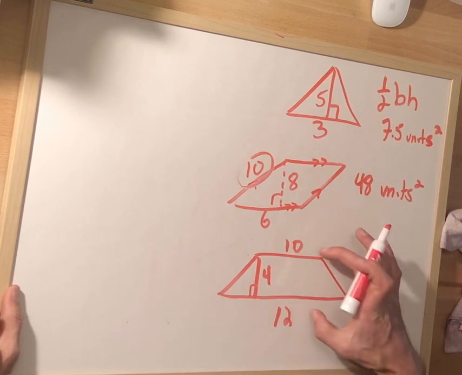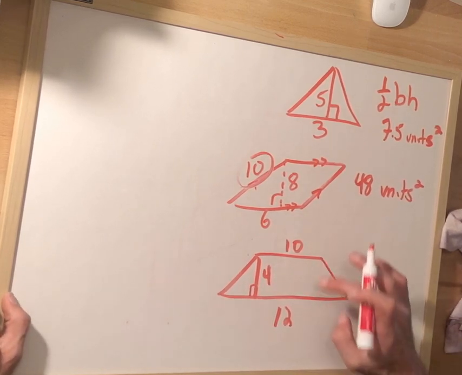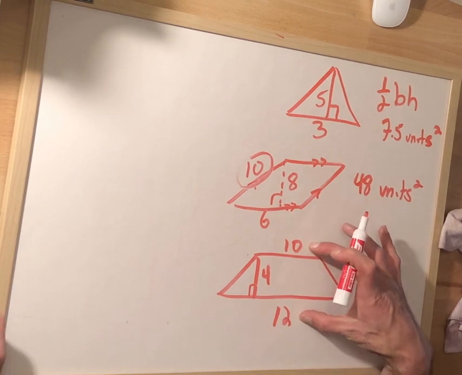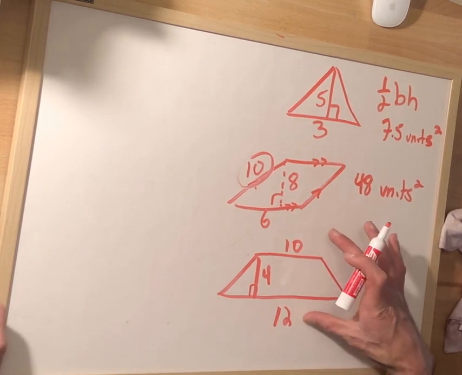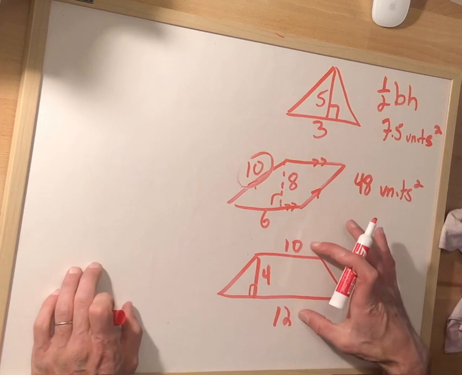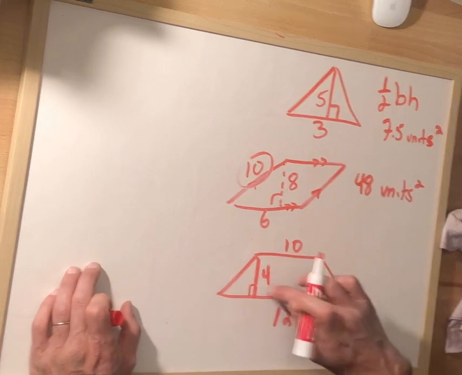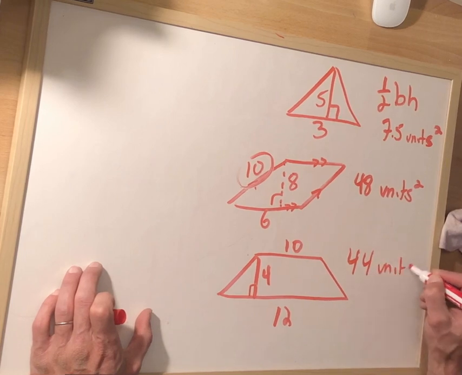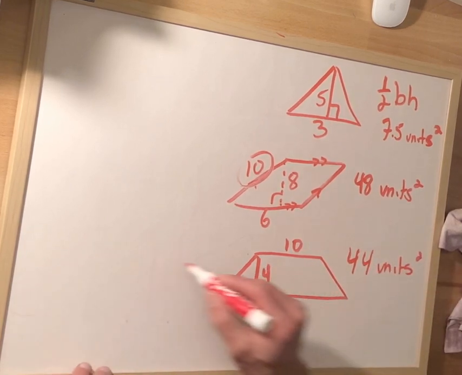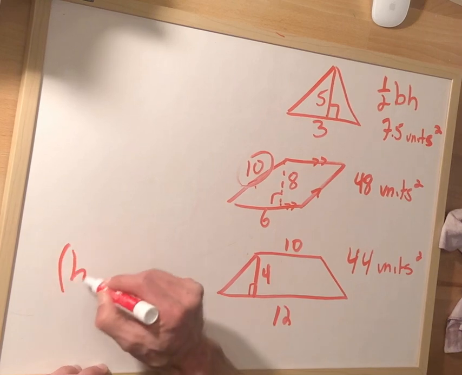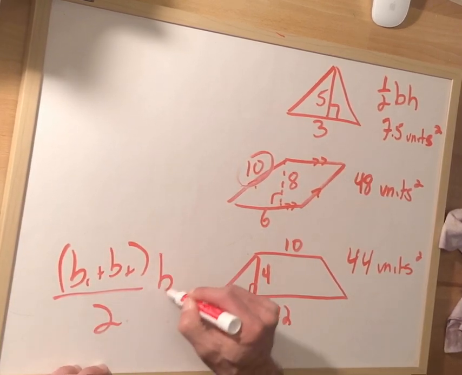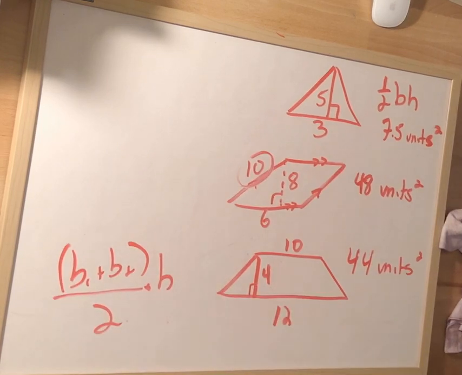Remember, for a trapezoid, you take the base 1 and base 2, add it together, and then cut it in half. 10 plus 12 is 22. Half of 22 is 11. And then you times it by your height, giving you 44 units squared. Remember, the formula for a trapezoid is B1 plus B2 over 2 times your h. That's the formula for the area of a trapezoid.